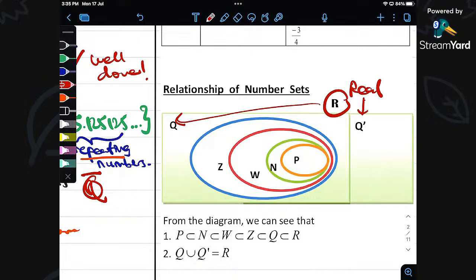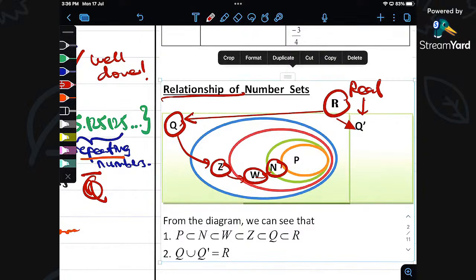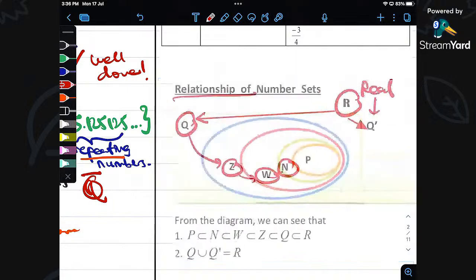Cumanya di dalam rational numbers ini sangatlah banyak. Sangatlah banyak, maksud saya kenapa banyak? Sebab dia mempunyai integers, dalam integers mempunyai whole numbers, dalam whole mempunyai natural numbers, dalam natural numbers mempunyai prime numbers. So basically that's it. That is the relationship from the real numbers to rational and irrational numbers. So I hope you already understand the relationship of the number sets.